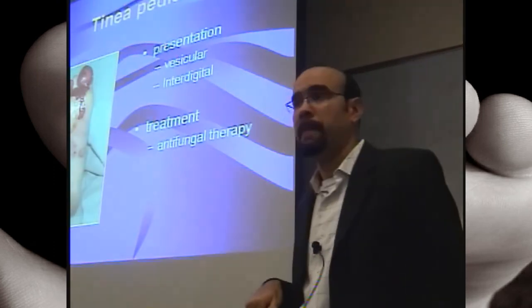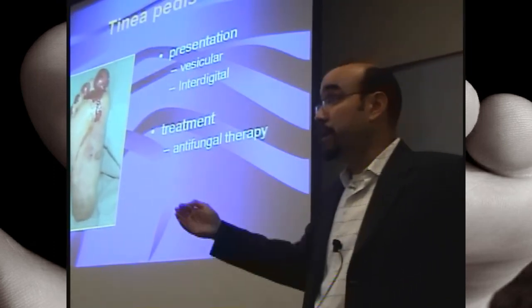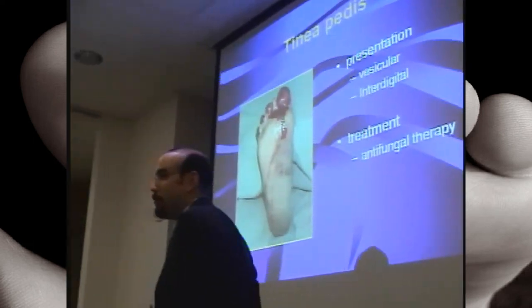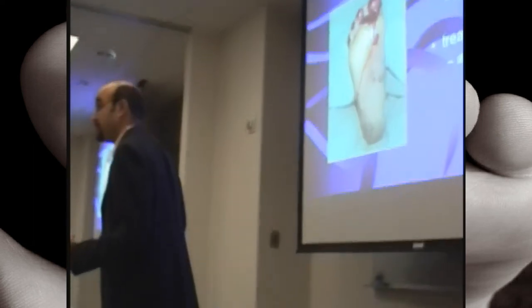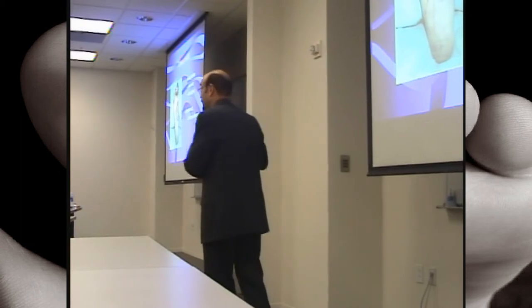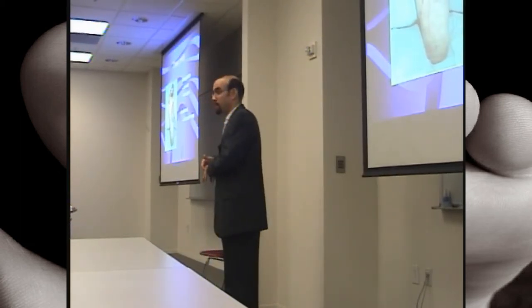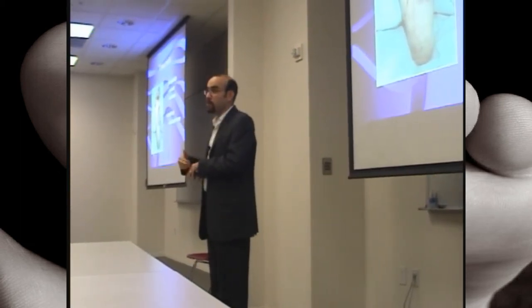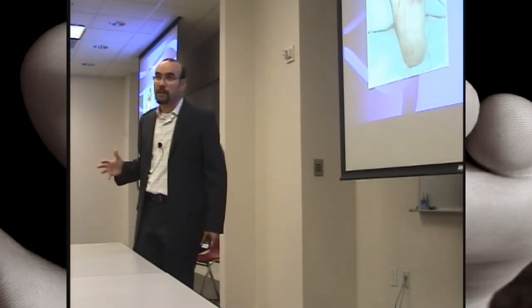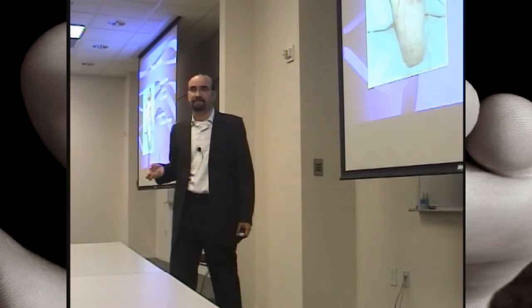The second one is the interdigital one. It's probably the most common one in the elderly patient. If you get it interdigitally, in between the toes, you can't treat it with a cream. You need to treat it with a gel or with a solution. If you put the cream on, it'll get worse. It's too moist. Okay? So if you put a fungus in a moist environment, it's just going to get worse. So you need to use a gel or a solution.